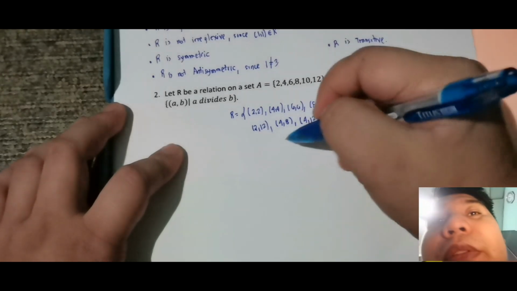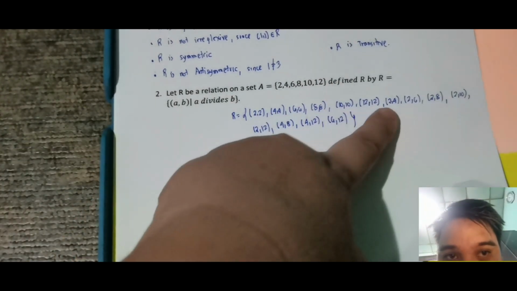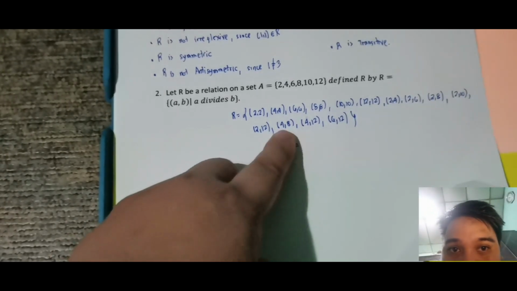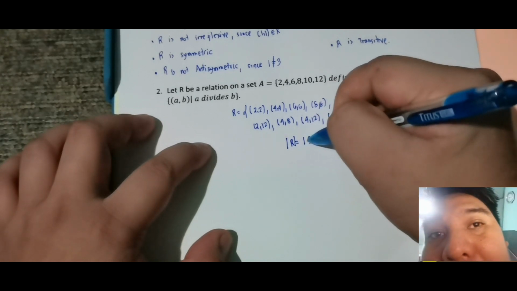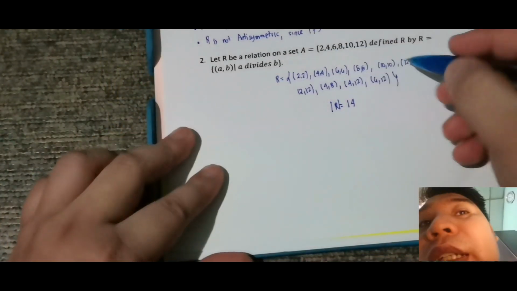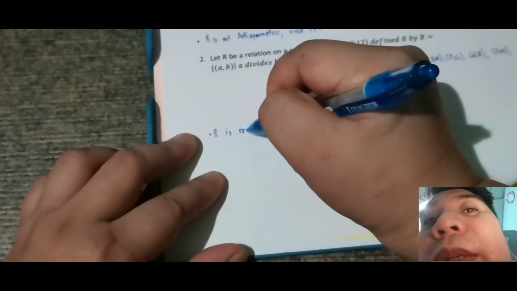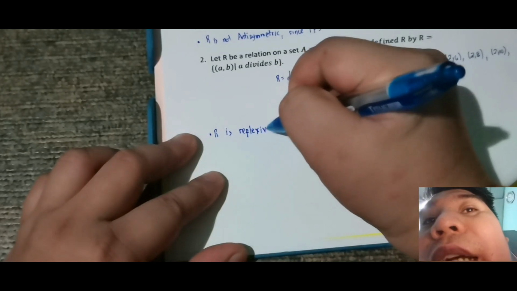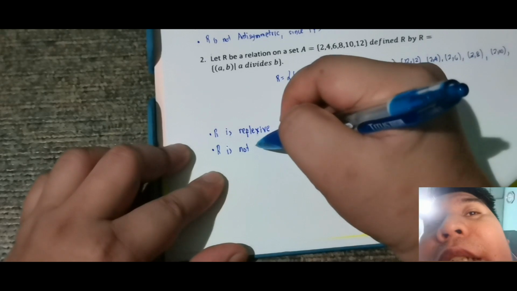Okay, so ilan yung R? R is 1, 2, 3, 4, 5, 6, 7, 8, 9, 10, 11, 12, 13, 14. So, cardinality is 14. Okay, ito yung mga tanong. Obviously, reflexive siya kasi nagawa natin yung (2, 2), (4, 4), (6, 6), (8, 8), (10, 10), (12, 12). So, R is reflexive. Then, hindi siya irreflexive. So, R is not irreflexive.